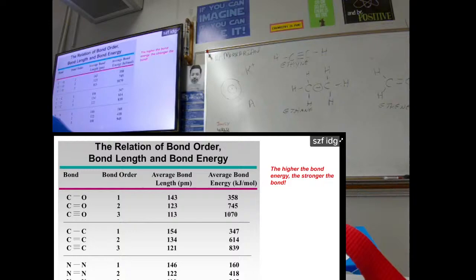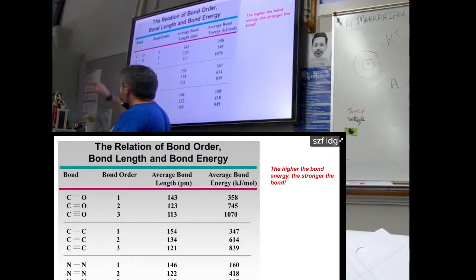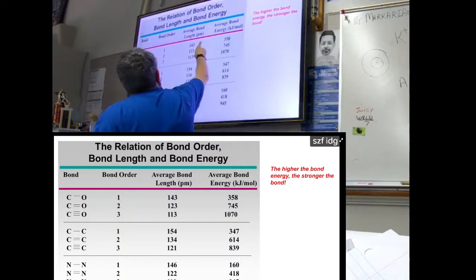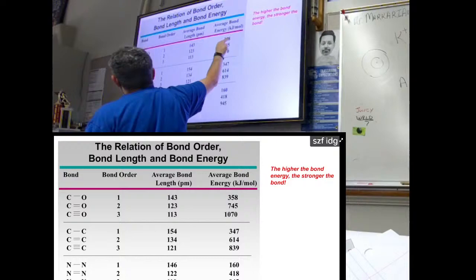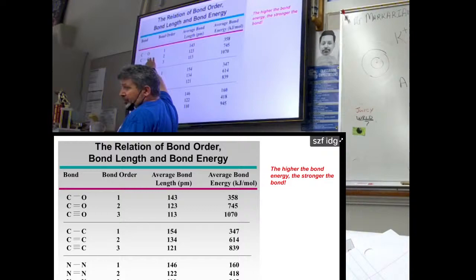You don't have to write this down, obviously it's in the notes, but just to give you some ideas here. So here's a carbon to oxygen bond. We're just looking at the bond, not a molecule, just that bond. The bond order is 1, the bond length's 143, and the bond energy is 358 kilojoules per mole. That's what it takes to break it apart, okay? With a double bond in carbon to oxygen, you'd find this in carbon dioxide. You'd have two of these going on.